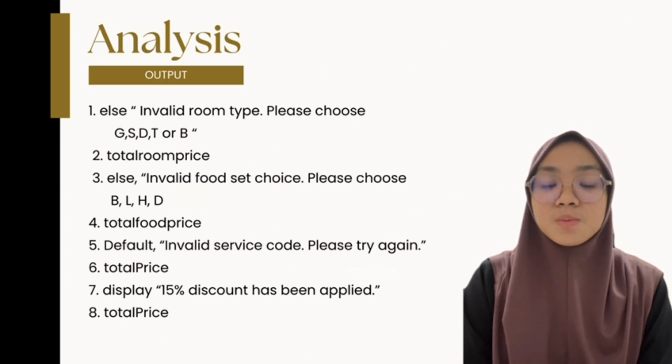After that, program will display default invalid service code for the false service choice, and if true, program will display total price. Program will display the 50% discount has been applied if the customer use service more than RM100 and will call total price to display the final price.